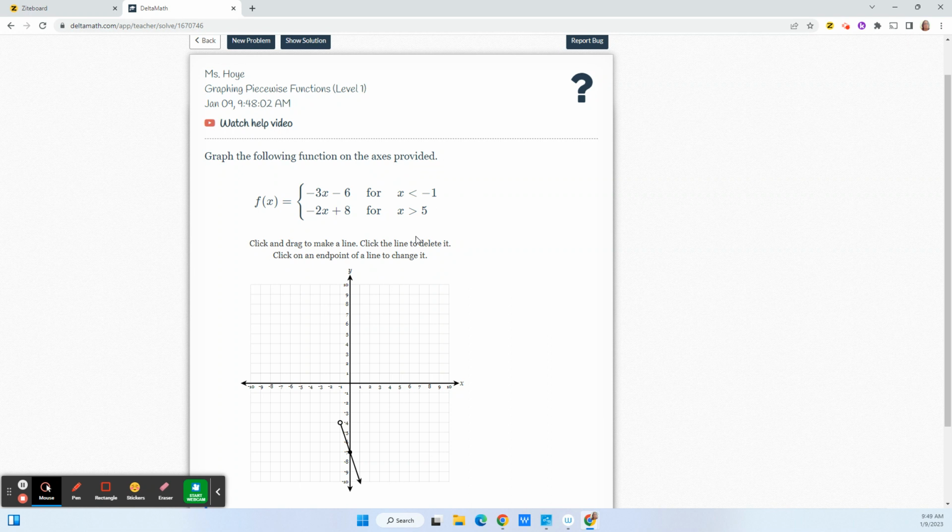The other part says if it's greater than 5, we're going to use this one, right? So at 5, we've got, well, -2 times 5 is -10 plus 8 is -2, right? So at 5, I have a point at 5, -2. And then if you look at that slope, that's a -2. That slope is determined by what's in front of the x, which means we would go down 2 over 1. This one would also have an open dot. This one, we just click on it again and we get the arrow.